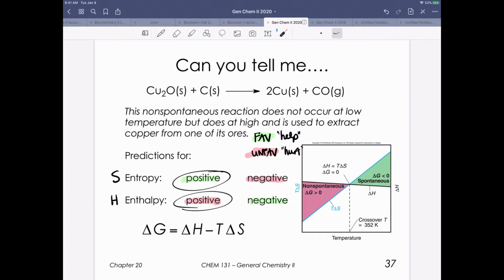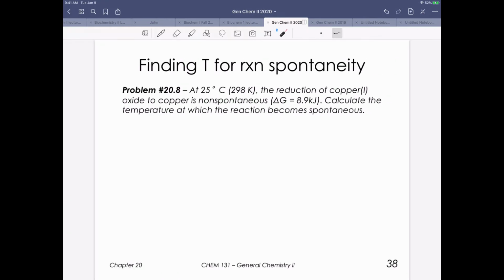Okay, so what we're going to do here is we're actually going to figure out what temperature this occurs at. So again, here is going to be the problem that we'll work through, sample problem 20.8. So I want you to think about this for a minute. I'm going to give you a few clues here as we start working through this. But again, we want to know what the temperature is at which this process becomes spontaneous.